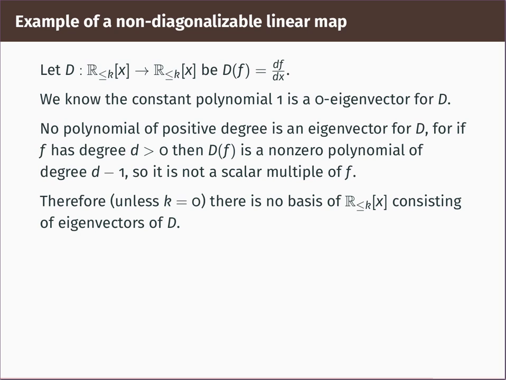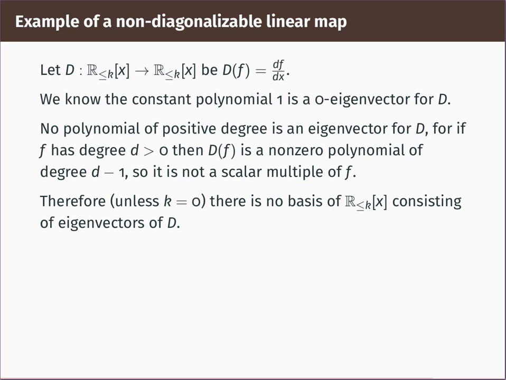Now, we already know one example of an eigenvector for D, which is that the constant polynomial 1 is an eigenvector for D with eigenvalue 0. But up to scalar multiples, that is the only eigenvector for D, because no polynomial of positive degree can be a D eigenvector. If f is a polynomial of degree d which is greater than 0, then D of f is a non-zero polynomial of degree d minus 1. So it can't possibly be a scalar multiple of f, and that means it can't possibly be an eigenvector for D.